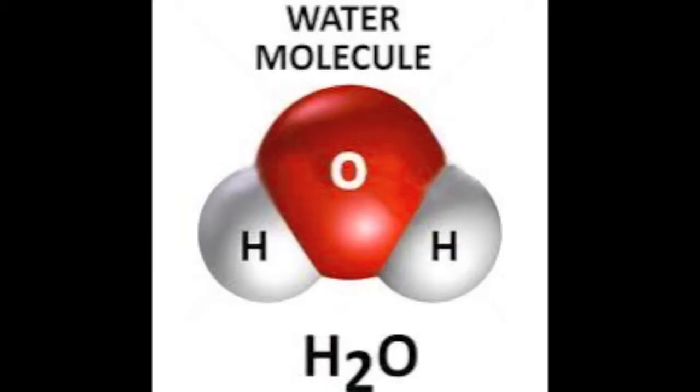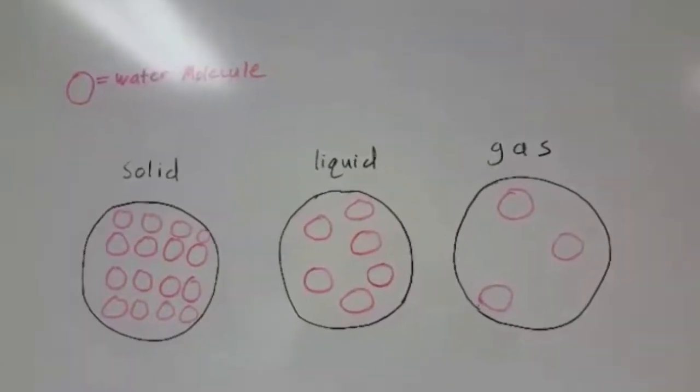What is a molecule? A molecule is made up of different atoms and is held together by chemical bonds. All forms of water are made up of water molecules. Water molecules will come together and drift apart depending on the amount of energy or heat available to them. Water comes in three forms: a solid, a liquid, and a gas.